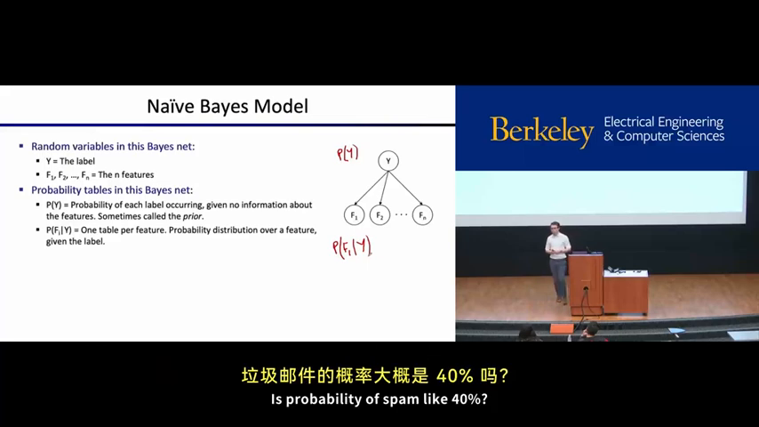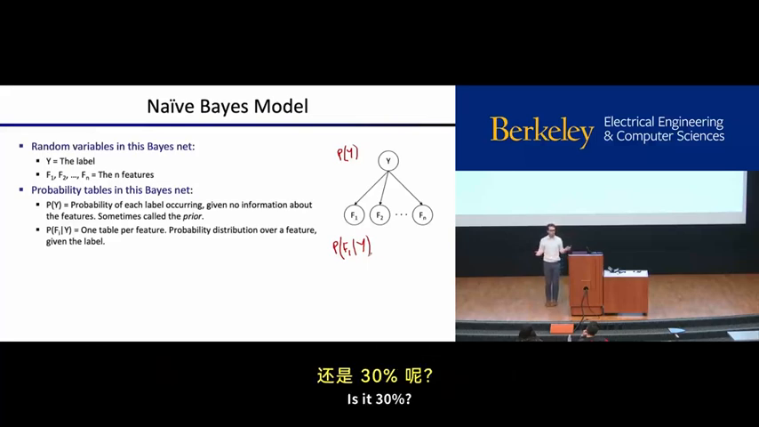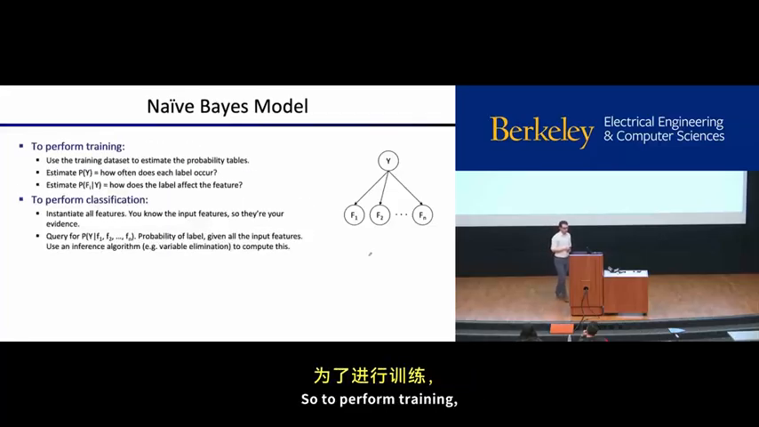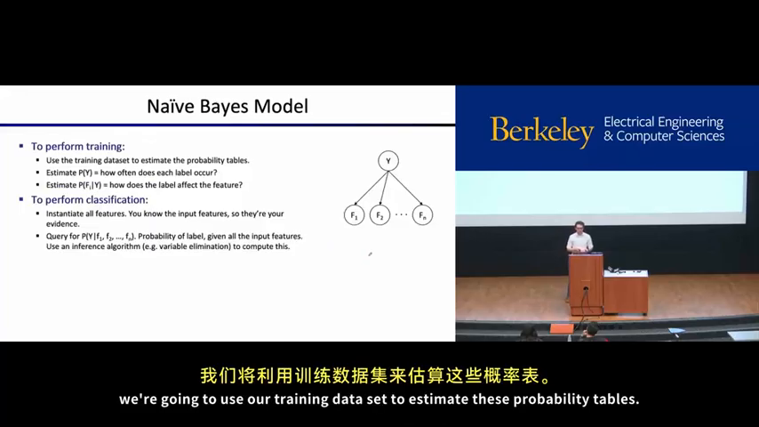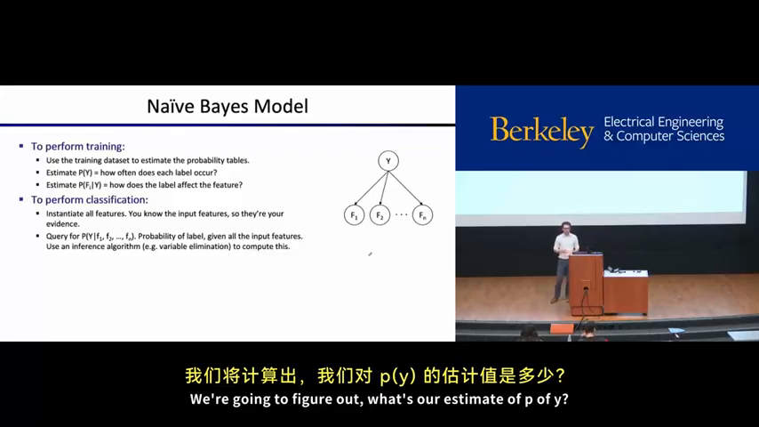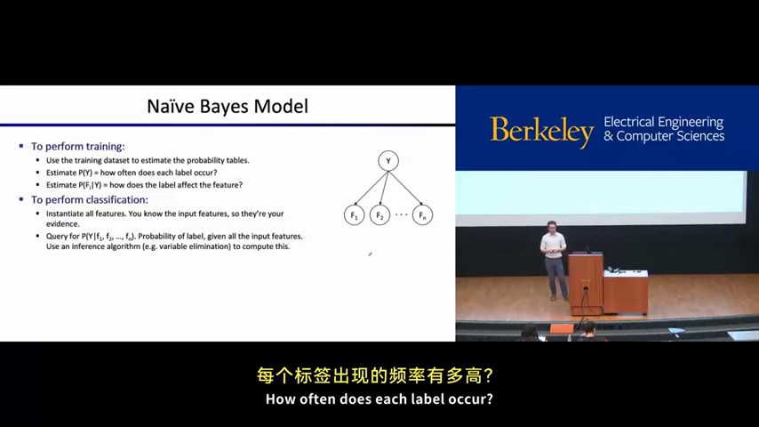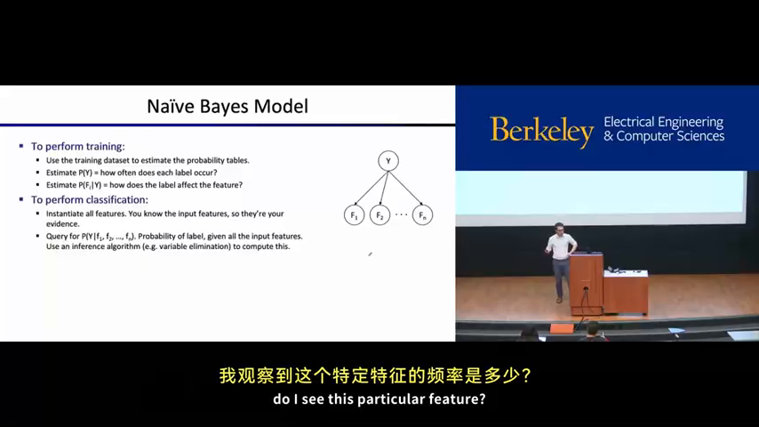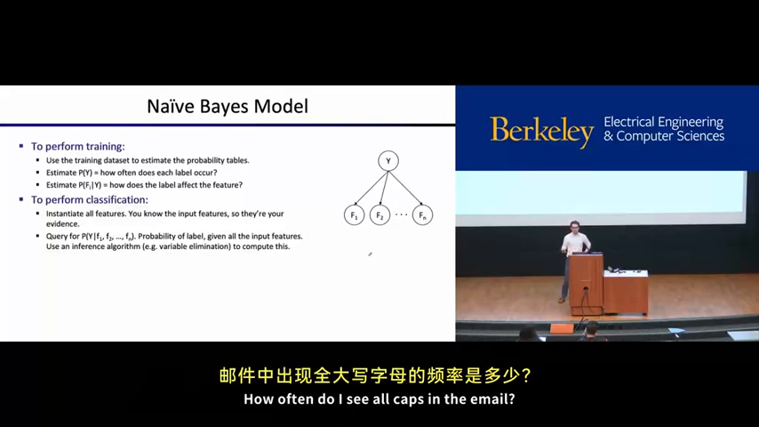Like, is the probability of spam 40%? Is it 30%? I don't know yet. We have to look at some data. So to perform training, we're going to use our training data set to estimate these probability tables. We're going to figure out our estimate of P of y. How often does each label occur? How often is it a spam email? How often is it not spam? And then when it is spam, how often do I see this particular feature? How often do I see all caps in the email?